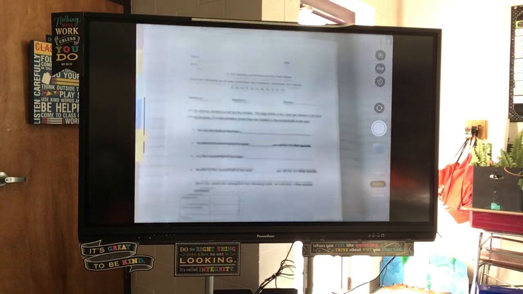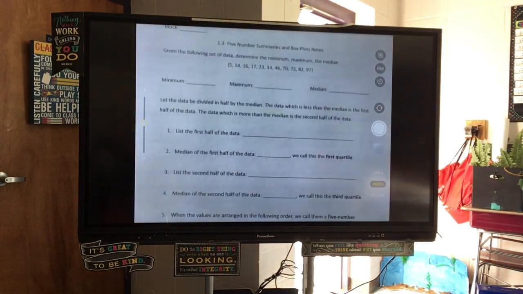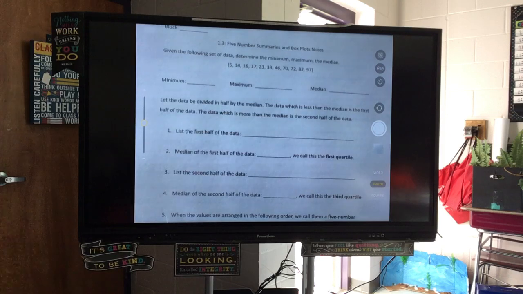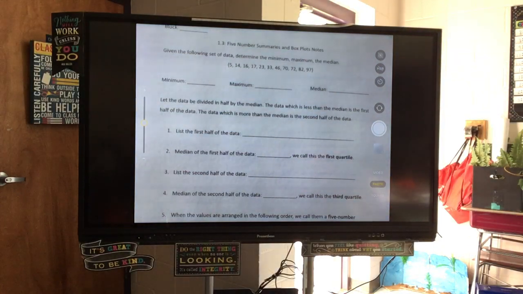So we are going to do some practice. Essentially, this is the 5-number summary, and it goes along with our box plot notes. All right, so it says, given the following set of data, determine the minimum, maximum, and the median. We're going to go ahead and do that. What's the very first thing we need to look for before we get started with our data set? What does it have to be?